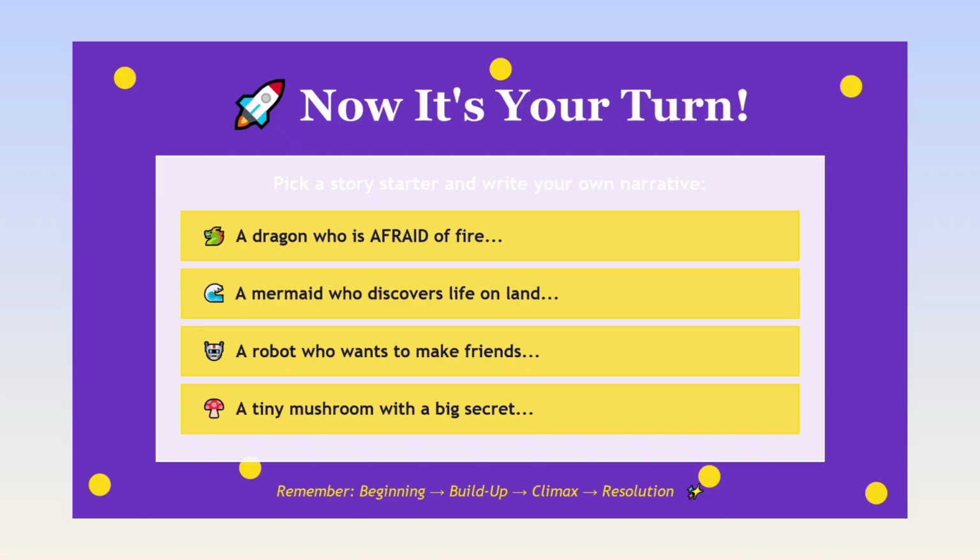A dragon who is afraid of fire. You can choose that for your narrative writing. The second topic is a mermaid who discovered life on land. You can choose that topic. The third topic is a robot who wants to make friends. The last topic is a tiny mushroom with a big secret.